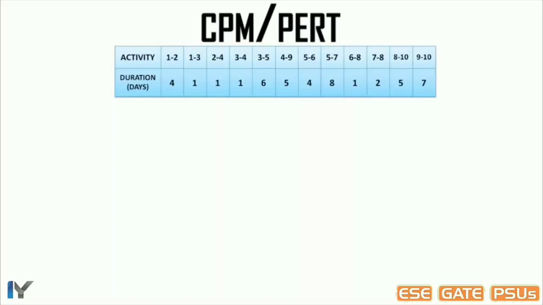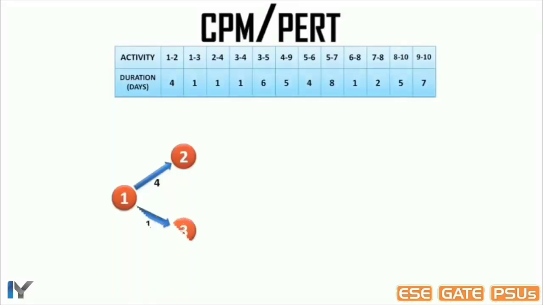First activity from node 1 to node 2 with duration 4. Here note that the red circle is a node and the blue arrow is called an activity. According to Fulkerson's rule, we have to make the network diagram from leftward to rightward only, and accordingly we have to name the nodes from left to right, as in this case from node 1 to node 10.